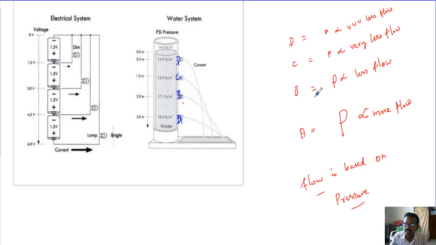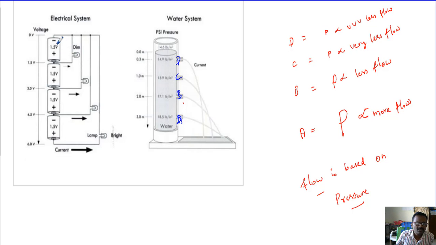So more pressure. What about B? Pressure is less. What about this point? Very less pressure. What about point D? Very, very less pressure. So flow is based on the pressure. If the pressure is more, flow is more. If pressure is less, flow is less. Pressure is very less, so flow is very less. Pressure very, very less, flow is very, very less.